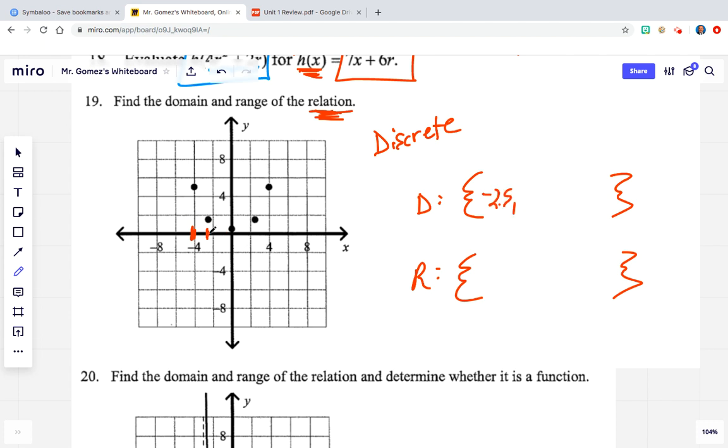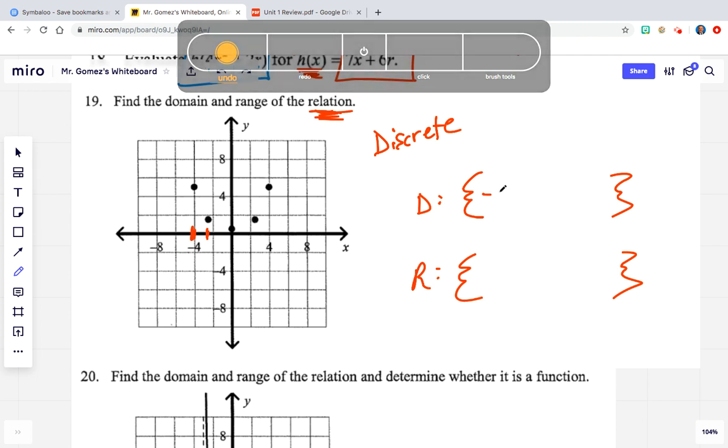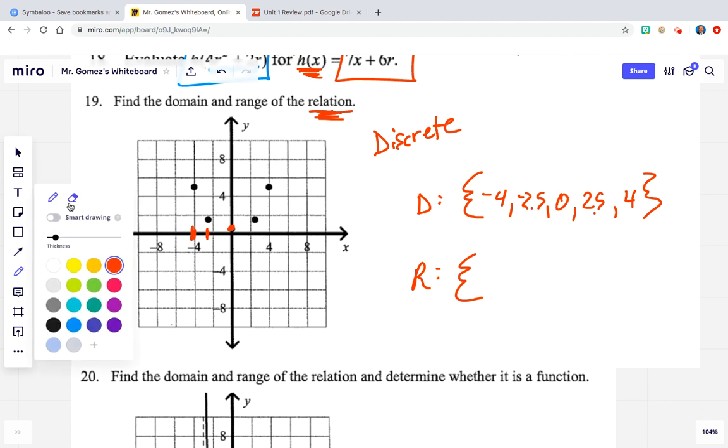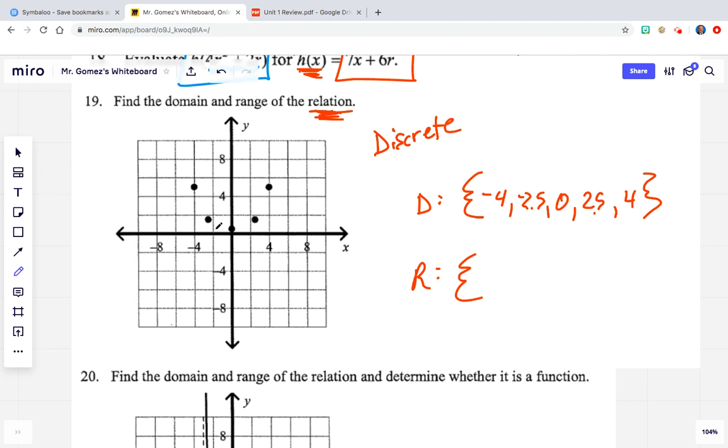Let me write the -4 first. -4, -2.5. We have one at x is equal to 0. That's this one right here. And then we have the +2.5, and then we have the +4. Let me make some room right here. So there's 5 x terms. Now we'll look at the y terms. We were looking at the x-axis just now. Now we're going to look at the y-axis to determine what those y terms are.